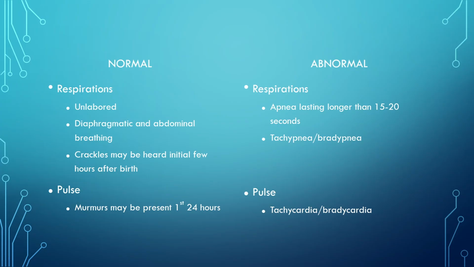Again, the normal pulse would be 110 to 160, just like a normal fetal heart rate. When they're crying, it might increase up to about 180. When they're sleeping, it can go down to 90. You'll also notice that activity or movement can cause changes in their heart rate too. That's expected. Abnormal would be if their heart rate is higher than it should be or lower.